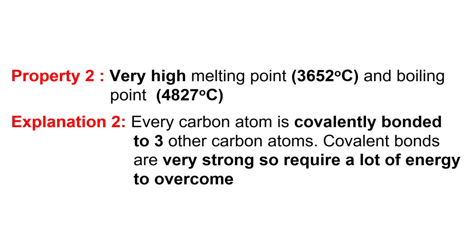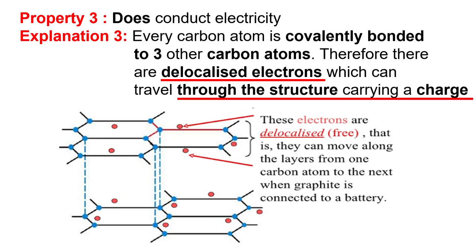Why it still has a very high melting and boiling point: because it's covalently bonded to 3 other carbon atoms and it requires a lot of energy to overcome. But it does conduct electricity. Why? Because there are delocalized electrons which can travel through the structure carrying the charge. I've underlined these in red because that's what you must write in your exam.